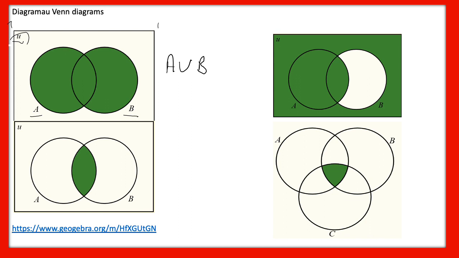Another one that frequently occurs is an intersection, A intersection B. Some people call that A cap B, A intersection B, and that's only those things that are in both A and B. This little beauty uses the dash notation. So the dash notation, A dashed, for example, is that which is not in A.